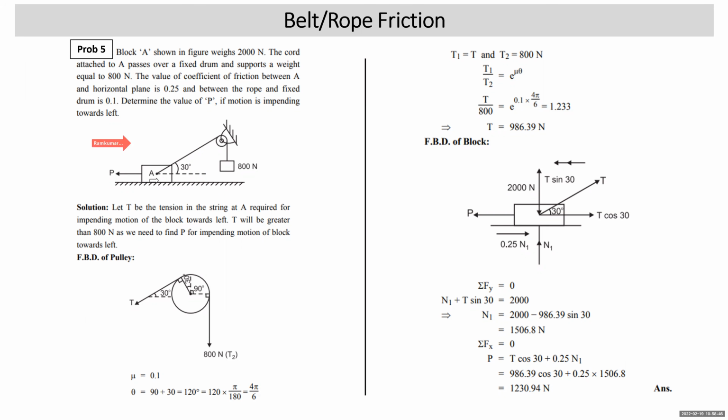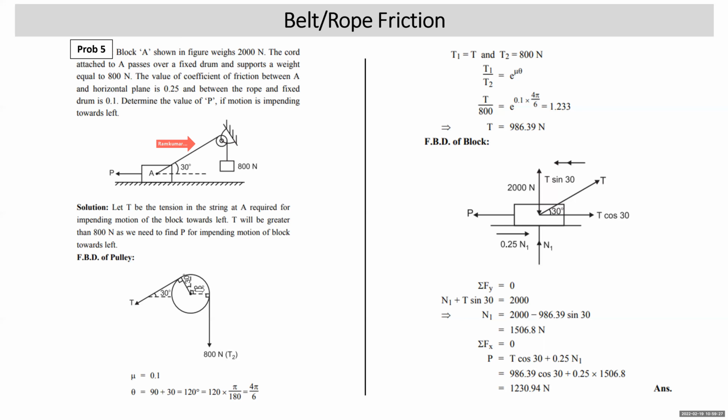Now, let's study this. There is a block A which is resting on the plane, on which force P is applied towards left. He is asking you to find out the value P required for impending motion of block A towards left. If impending motion of block A is towards left, that means 800 will be just going up. So students, the tension in the string connecting block A will be greater than 800 Newton, because impending motion of the block A is towards left. So 800 will become T2. Tension in the other string will be T1.